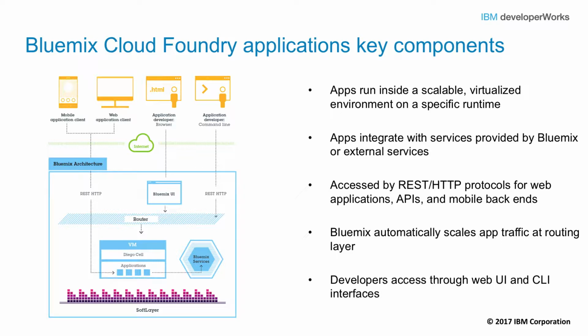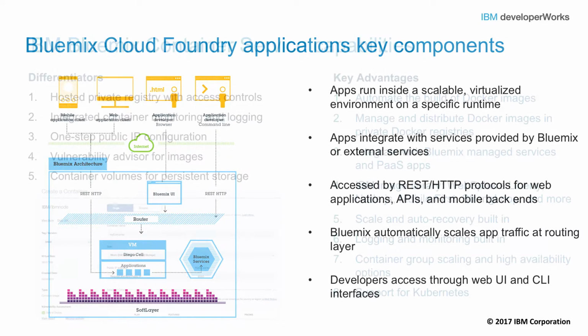Applications can be self-contained, or they can consume services from the Bluemix catalog or external services and APIs. Applications can be accessed using REST HTTP and WebSocket protocols. This allows the Bluemix infrastructure to easily provide horizontal scaling of applications through the request routing layer. As a developer, for deployment and other management tasks, you interact with and control your application through either the Bluemix Web UI or a command line interface.